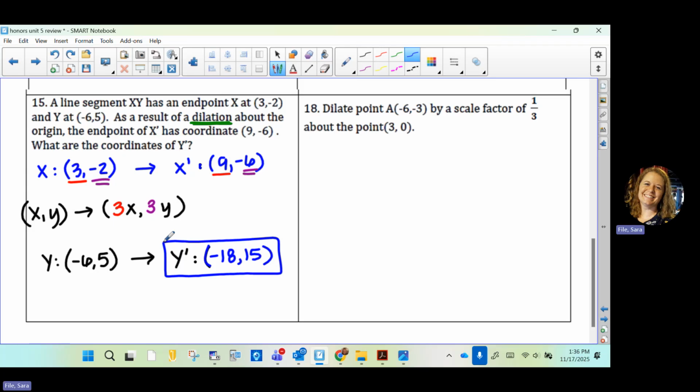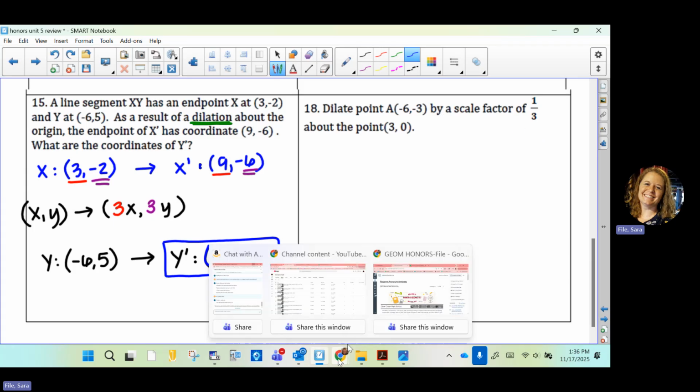Now 18 is not a basic dilation. This is one of the ones, again, that is dilated around a center of dilation that's not the origin. Okay, so you notice how this last one said about the origin? This says about the point (3, 0). So this means this is my center of dilation. So we've got a couple of things we could do. We could do this graphically, which like 95% of y'all preferred graphically. Okay. Now you do not get Desmos graphing.